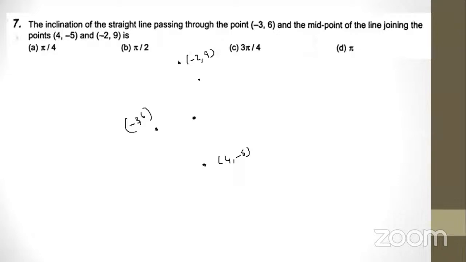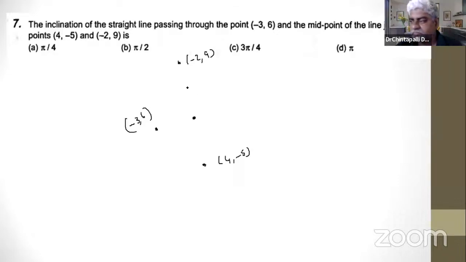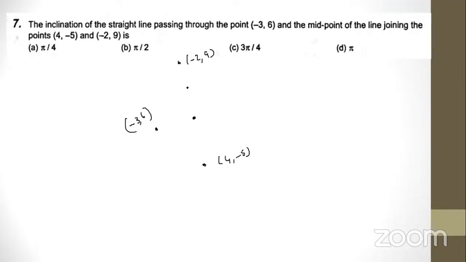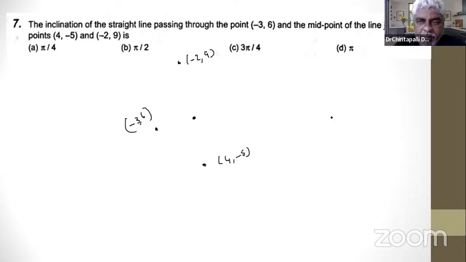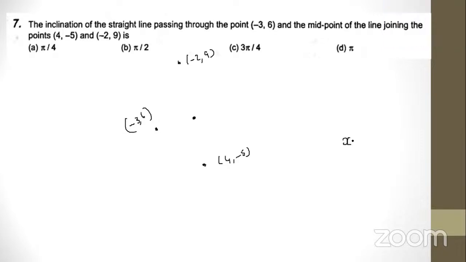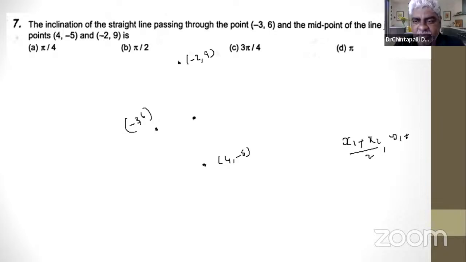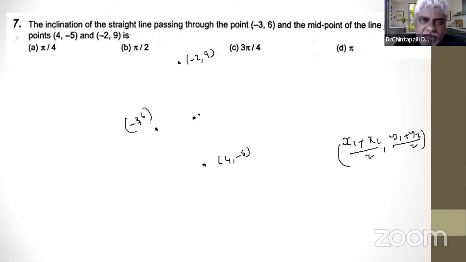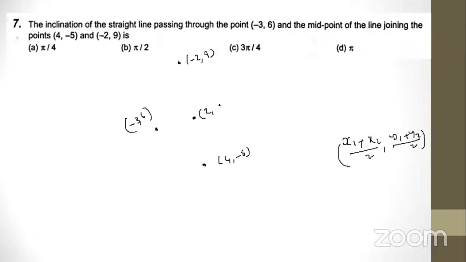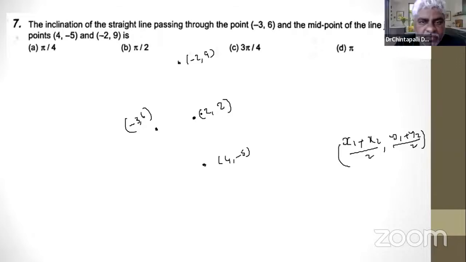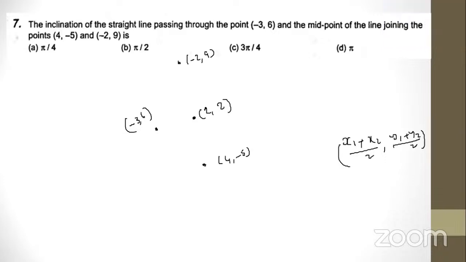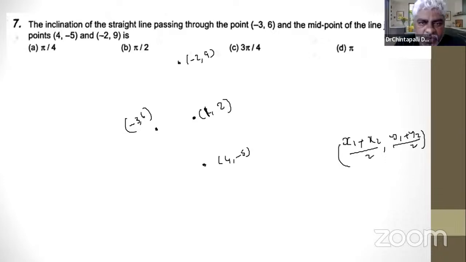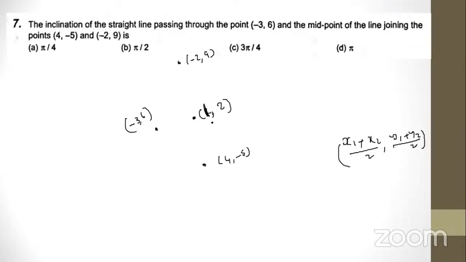What is the midpoint of 4, -5 and -2, 9? Do you remember the midpoint formula? It is x1 plus x2 by 2 and y1 plus y2 by 2. So it is 1, 2. Yes, you are right. 1, 2. Got it?